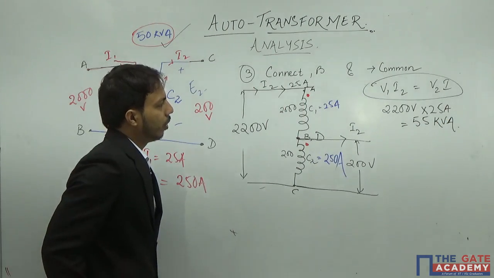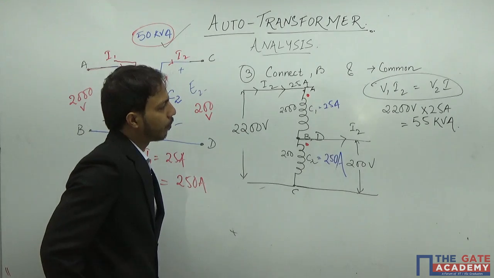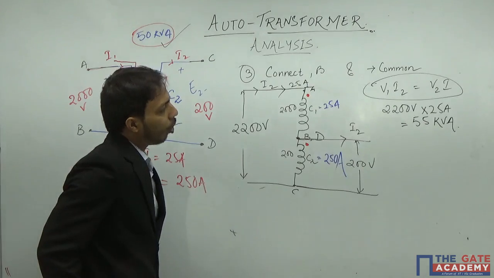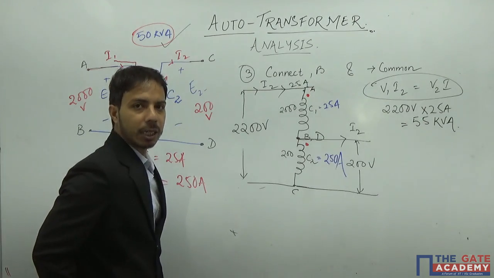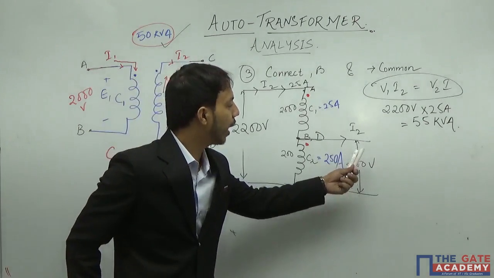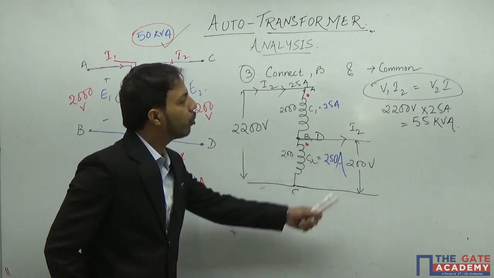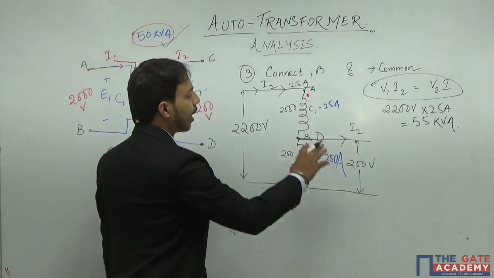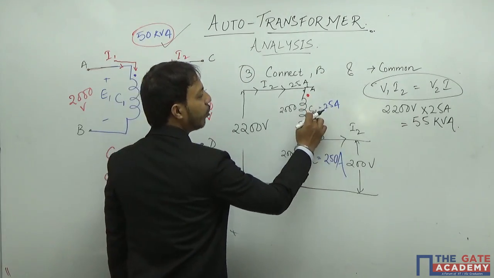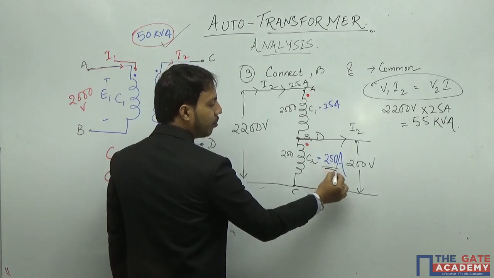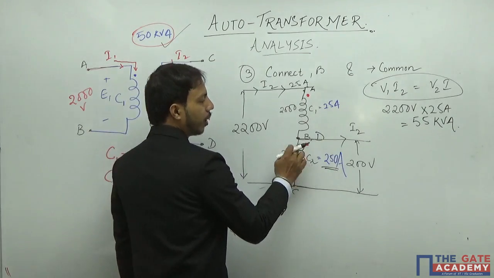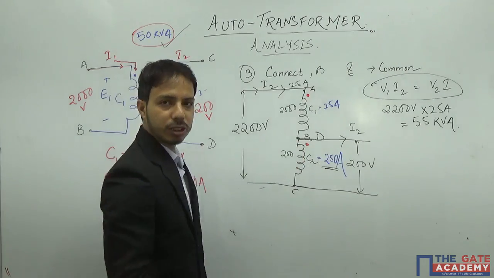Now let us just verify it by finding out V2 and I2. So V2 I2 should also be 55 kVA. How to find that out? What I have said is, if C1 is 25, C2 should be 250 amps. If C2 is 250 amps, now you have to see the polarity here.